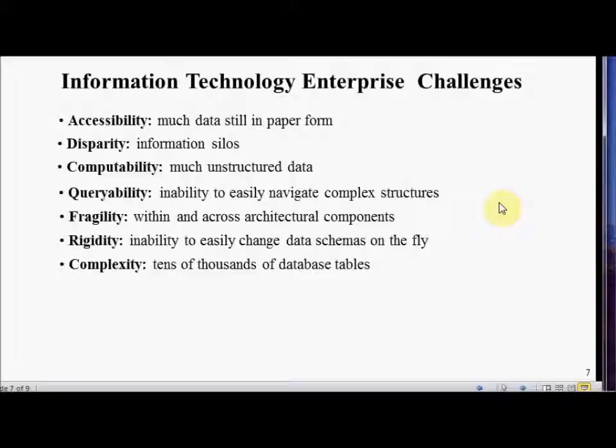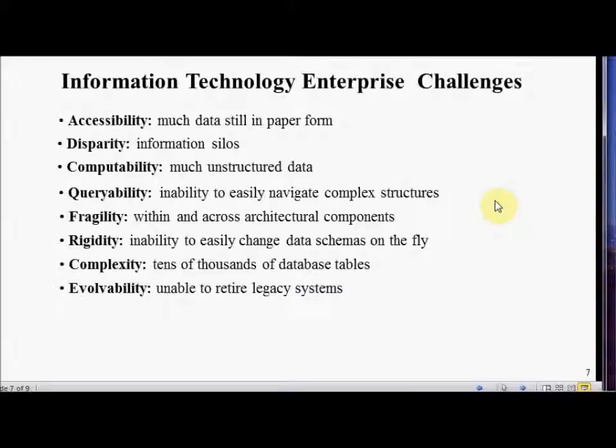Another challenge, one of complexity. Oftentimes, enterprise systems today are comprised of potentially tens of thousands of underlying database tables. In order to query such data, you actually have to know the names of those potentially tens of thousands of tables. Another challenge is one of evolvability.